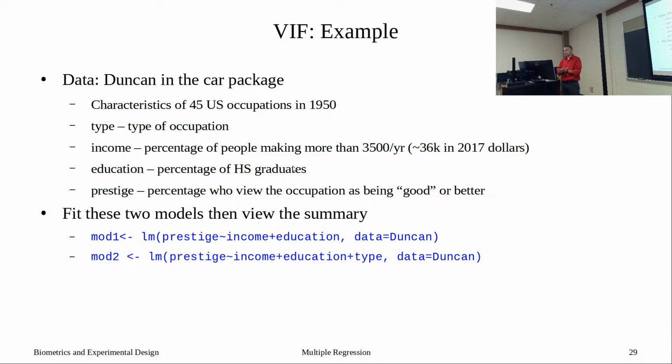Our example is going to use a data set that's in the car package. It's called Duncan. So have your R open up, your R Markdown, have car loaded. Duncan should be accessible. Let's take a look at it. So the first question is, what is this Duncan data set?